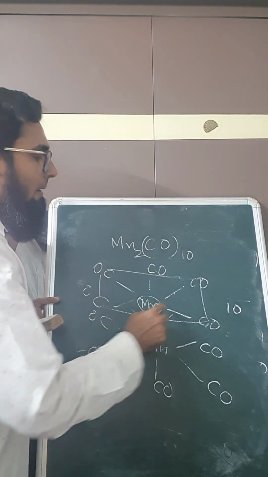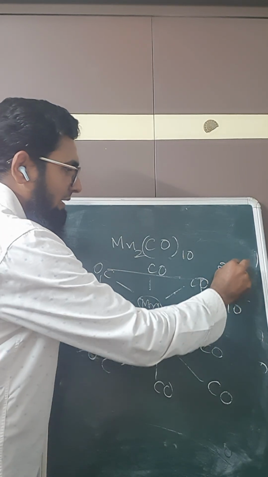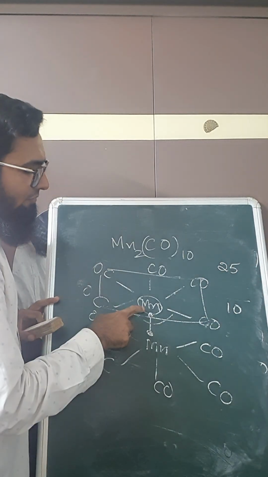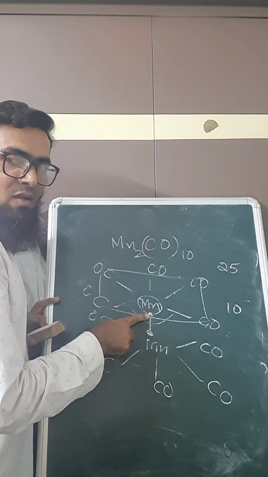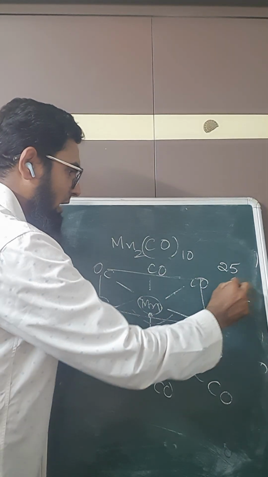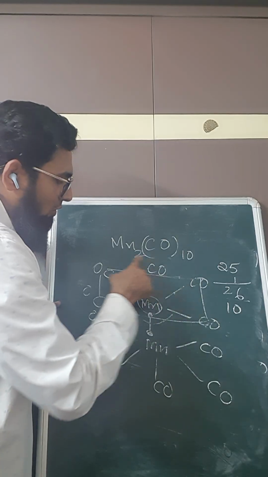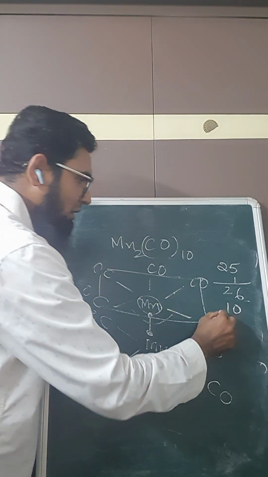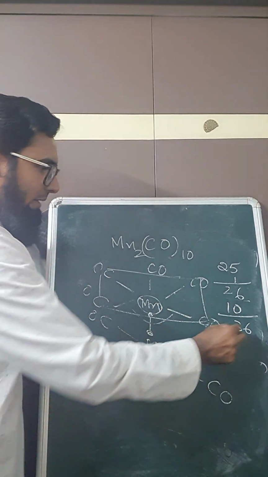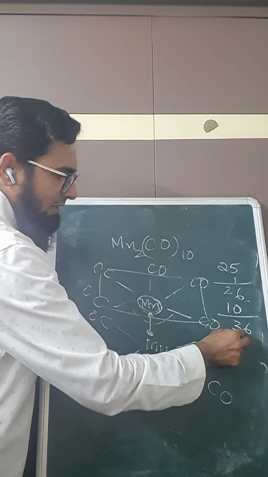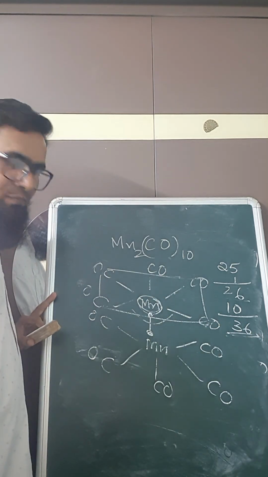So totally, because manganese atomic number is 25, and from manganese side it is utilizing 1 electron for bond formation. So if you add, it becomes 26. Now to this 26, if you add a 10 electron contribution from 5 CO molecules, it becomes 36. It means this manganese atom has attained the krypton electronic configuration.